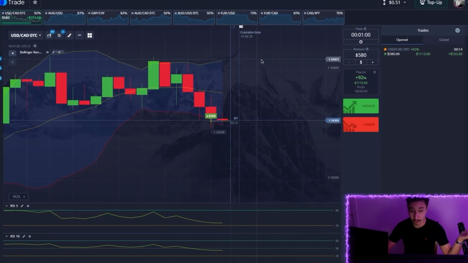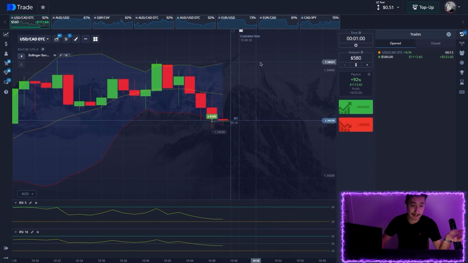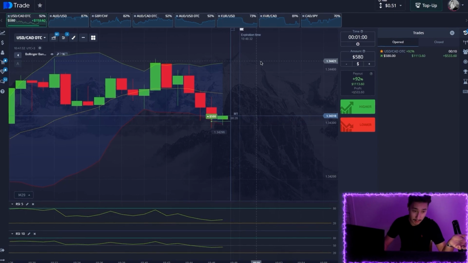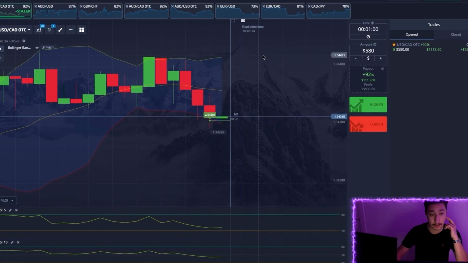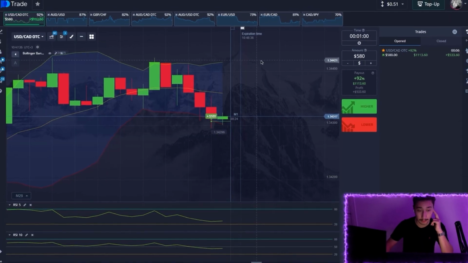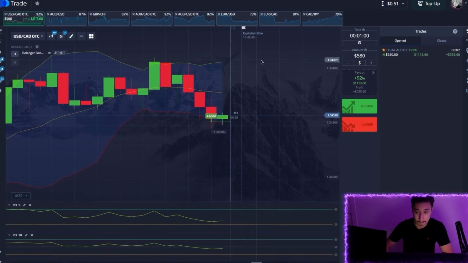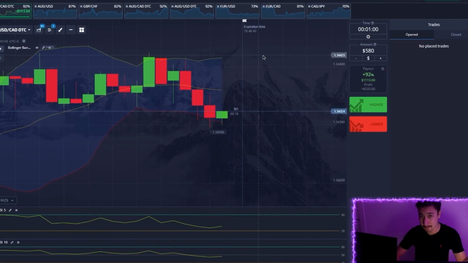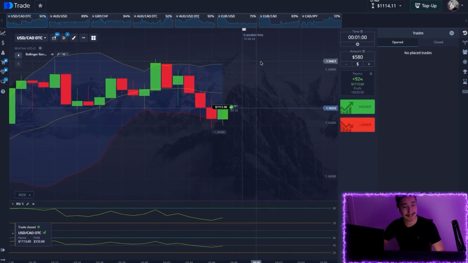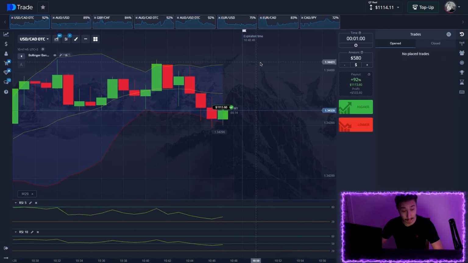So the principle of entry can be easily applied on OTC pairs, because it's always better to open on the trend when trading on the OTC market. So yeah, another position is in profit. Nice. We are in a nice profit, good profit.